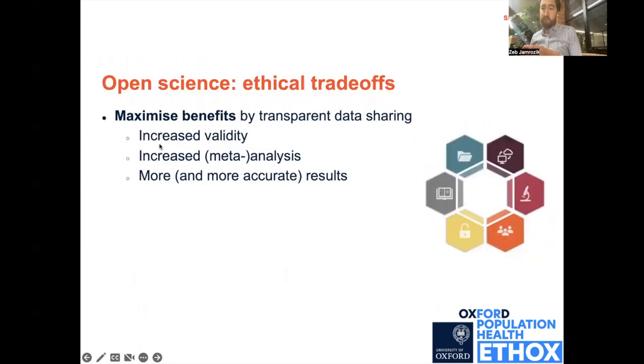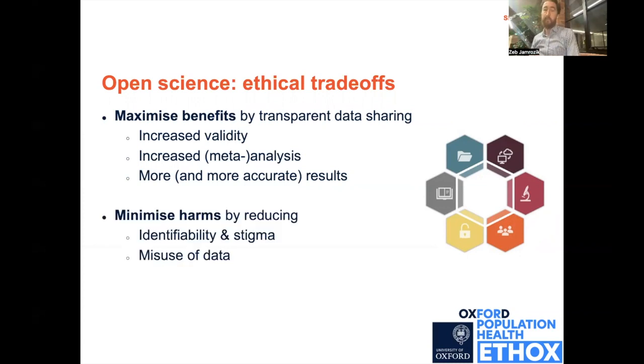And this is part of a bigger discussion about open science. There's a fundamental ethical trade-off in open science, where on the one hand, open science principles are based on the idea that we want to maximize benefits. We want to have transparent data sharing that improves the validity and how much we can rely on science and the results of analyses. We can increase the possibility for different types of analyses and meta-analysis. And this overall can give more and more accurate results and ultimately improve the public health benefits of science.